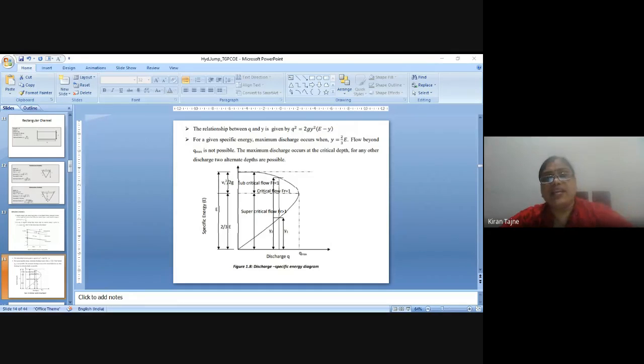When the depth of flow is greater than critical depth, the velocity of flow is less than the critical velocity, and it is called subcritical flow. When the depth of flow is less than critical depth, it is supercritical flow.